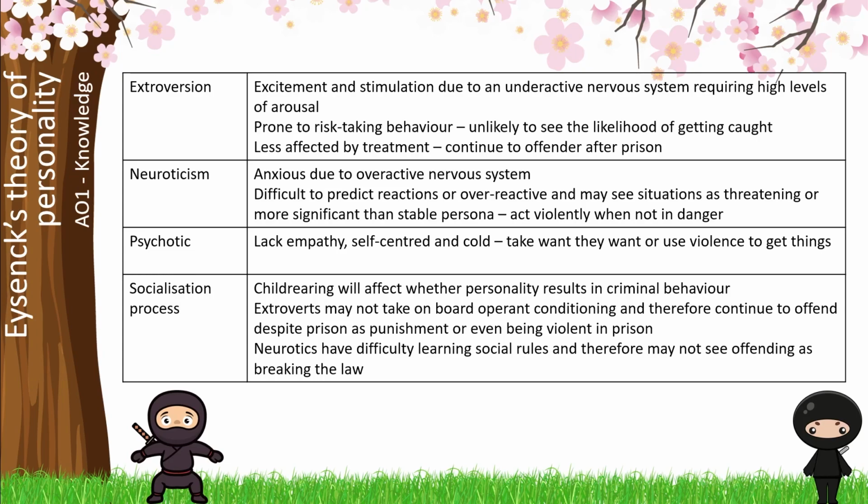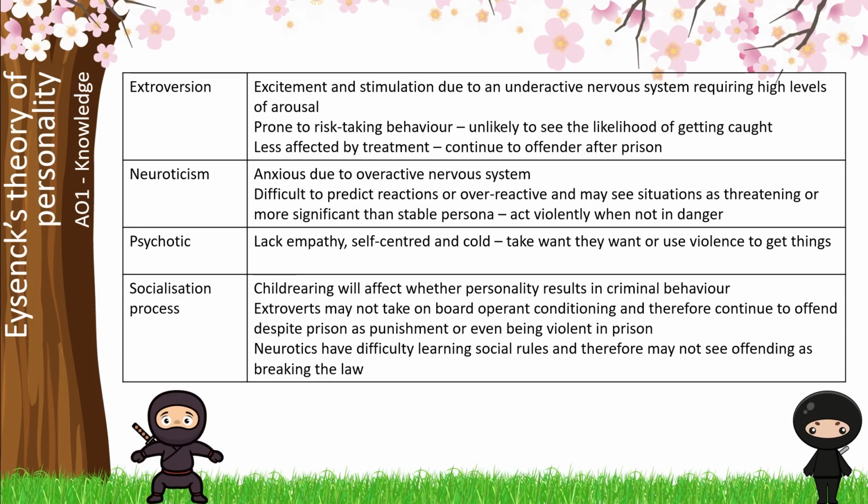So you can see here where we've talked in extroversion about a prone to risk-taking behaviour. We've then linked it into crime by specifying that these individuals are unlikely to see that getting caught is a possibility. You need to make sure that you're doing this all the way through. Equally, you need to be making sure that you link this back to a biological process. So extroverts have an underactive nervous system, which means that they need higher levels of excitement in order to have the same effect. Hence, they have more risk-taking behaviour.